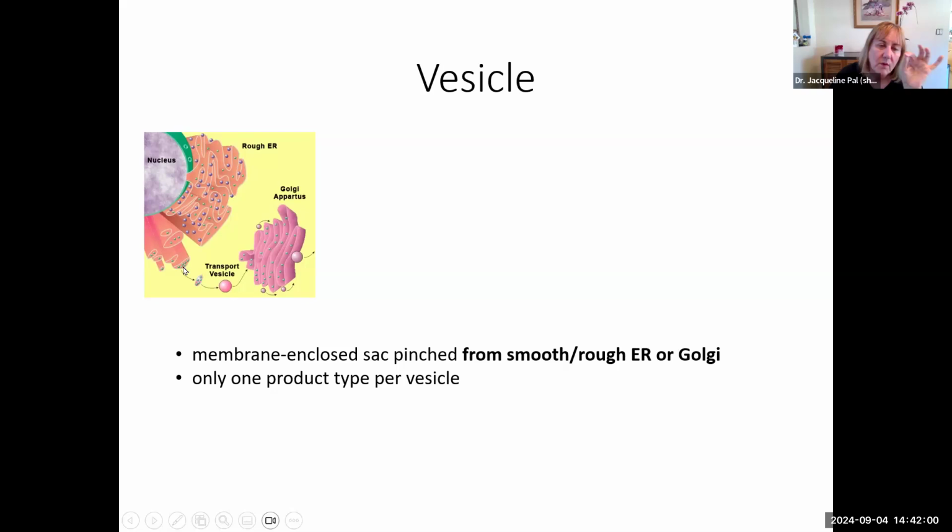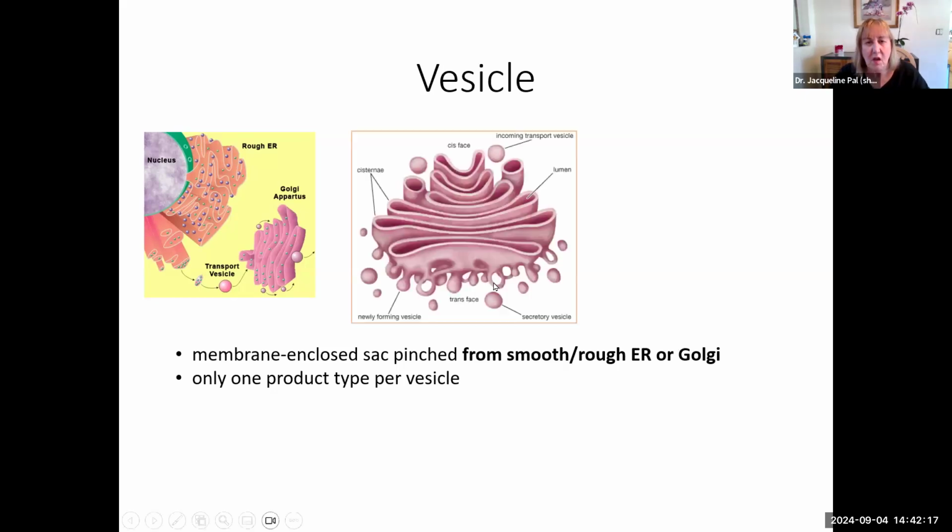So the lipid would come from the smooth ER, the protein would come from the rough ER. They would both go into this side of the Golgi. They would be packaged together and they would exit as a new product from the other side of the Golgi. So here they are exiting. And so what's going to happen? Well, then they can be taken to the part of the cell where that is needed.